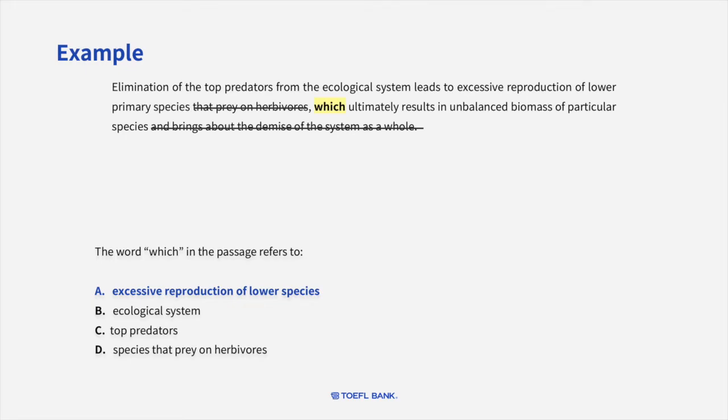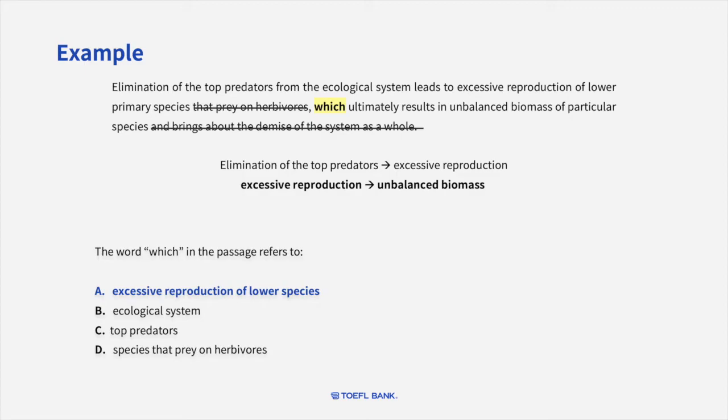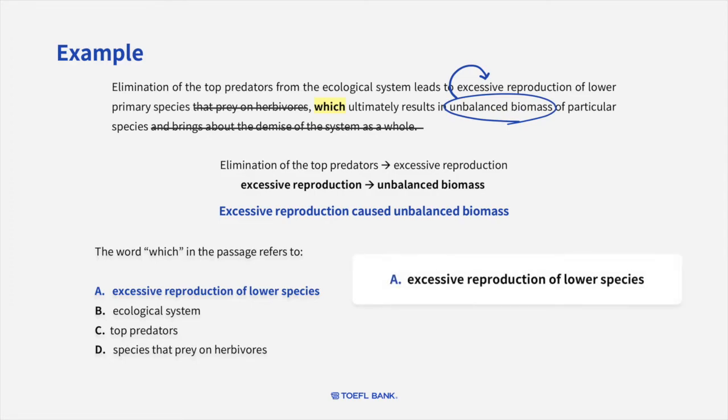So to organize the idea, elimination of top predators is what led to excessive reproduction, and excessive reproduction is what led to unbalanced biomass. Which in this sentence will refer to what led to unbalanced biomass. Excessive reproduction was what caused unbalanced biomass, hence making A, excessive reproduction of lower primary species, the answer to this question.